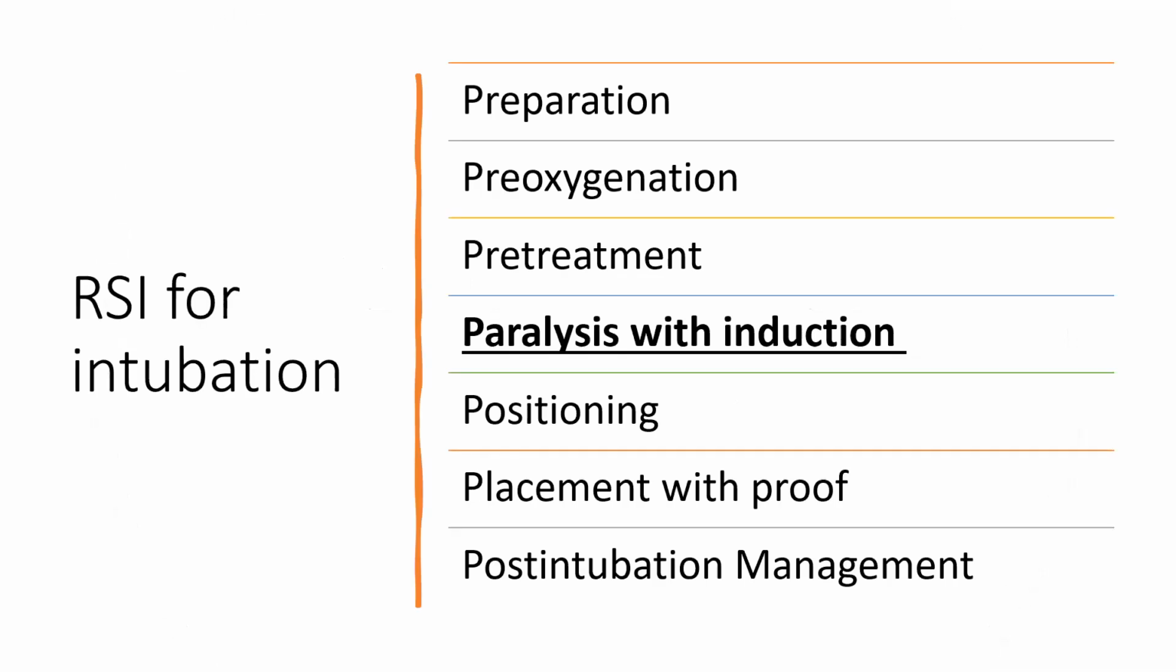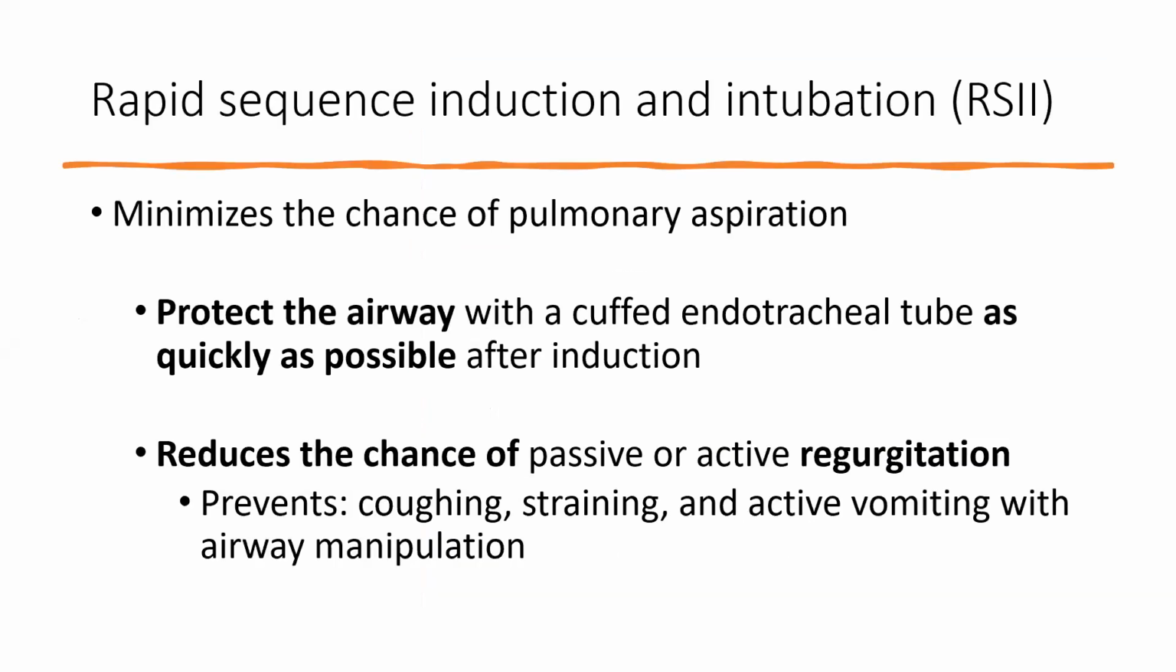We know with rapid sequence induction, the steps are the same for RSI versus the standard intubation that we do alone. You're preparing your patient for intubation, ensuring that they have appropriate pre-oxygenation, that they receive pre-treatment with your etomidate or other sedative choice. The main difference between rapid sequence induction for intubation is that it involves paralysis with induction. You're going to continue your other P's of intubation, which include positioning, proof of placement, and your appropriate post-intubation management.